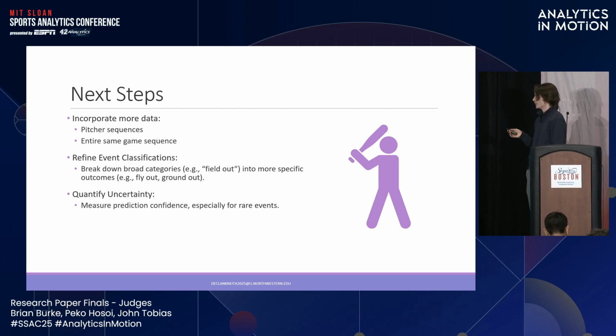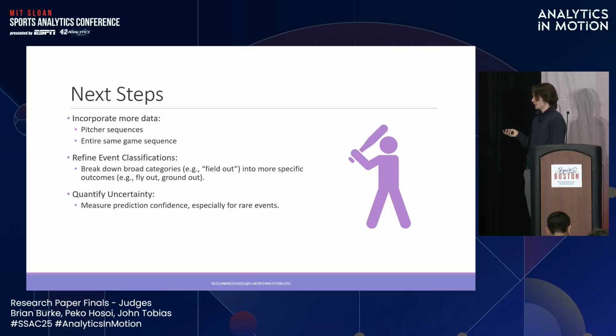And then also refining some of the event classifications. Currently, one of the outcomes like field out is going to include things like ground out, fly out, line out. So I think breaking those into more specific outcomes is going to really improve a pitch selection framework, and it's also going to make it easier to evaluate the model's predictions as well.